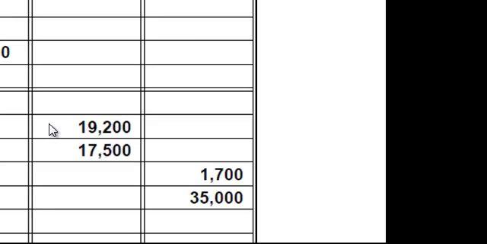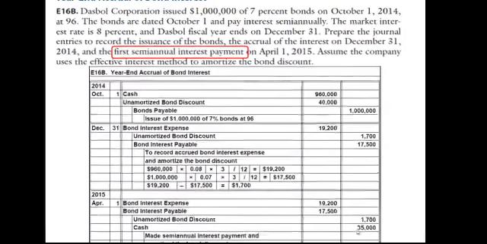Then we're going to look at the first semi-annual interest payment. The semi-annual interest payment is going to occur on April 1st. So we had October to December is where our 3 months came into play, and now we have an actual payment date of April 1st. We calculate cash like we have in the past, and cash is going to be the face value times the face rate times 6/12 because we pay interest every 6 months, and that's the $35,000.